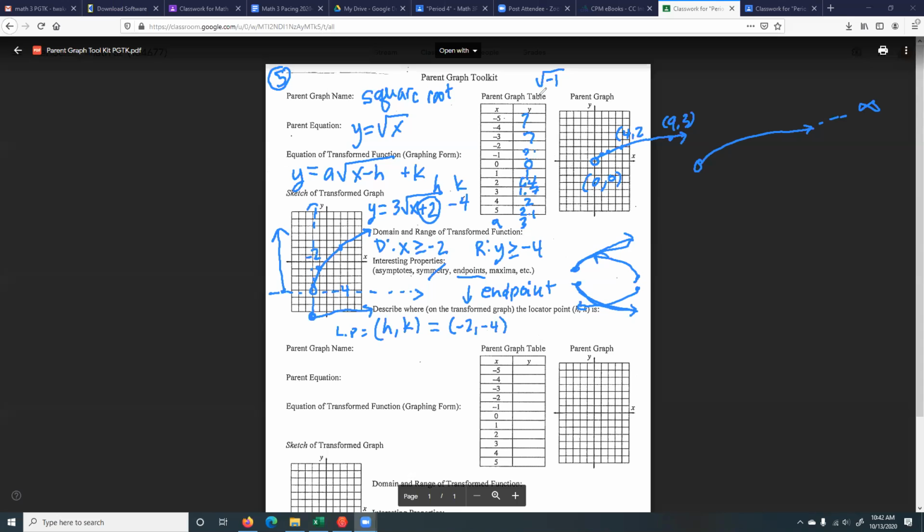So let me erase that stuff at the bottom. You don't need to draw that. Okay, we're good with that one. I don't think we're ready for the sideways parabola, but we can do the exponential. Let's do one more. Let's do exponential. Then we'll probably stop after this.